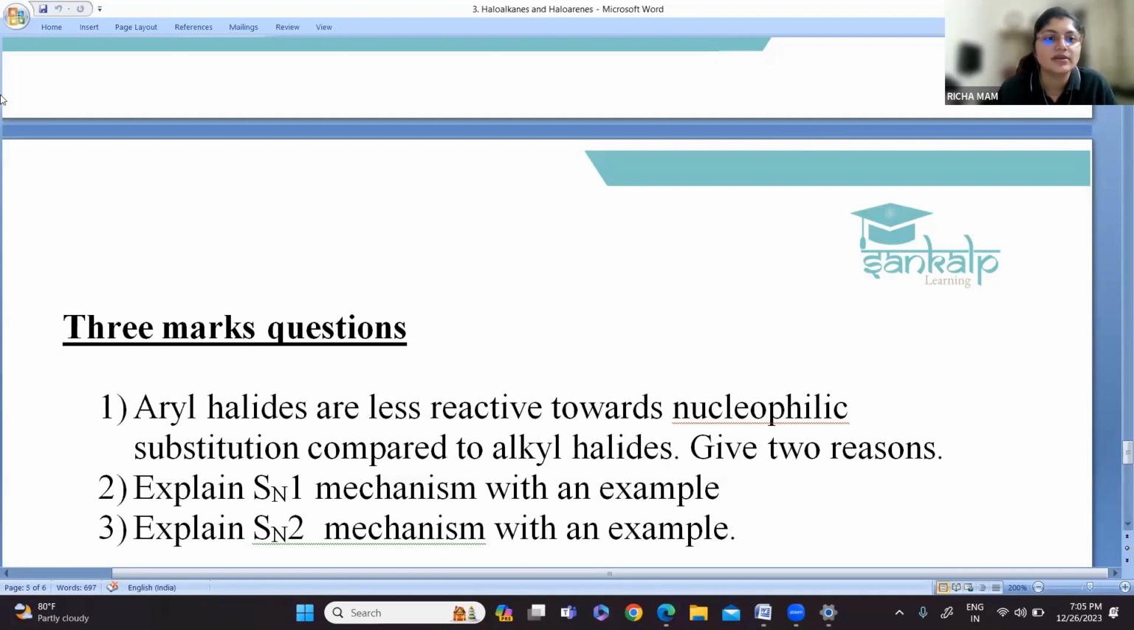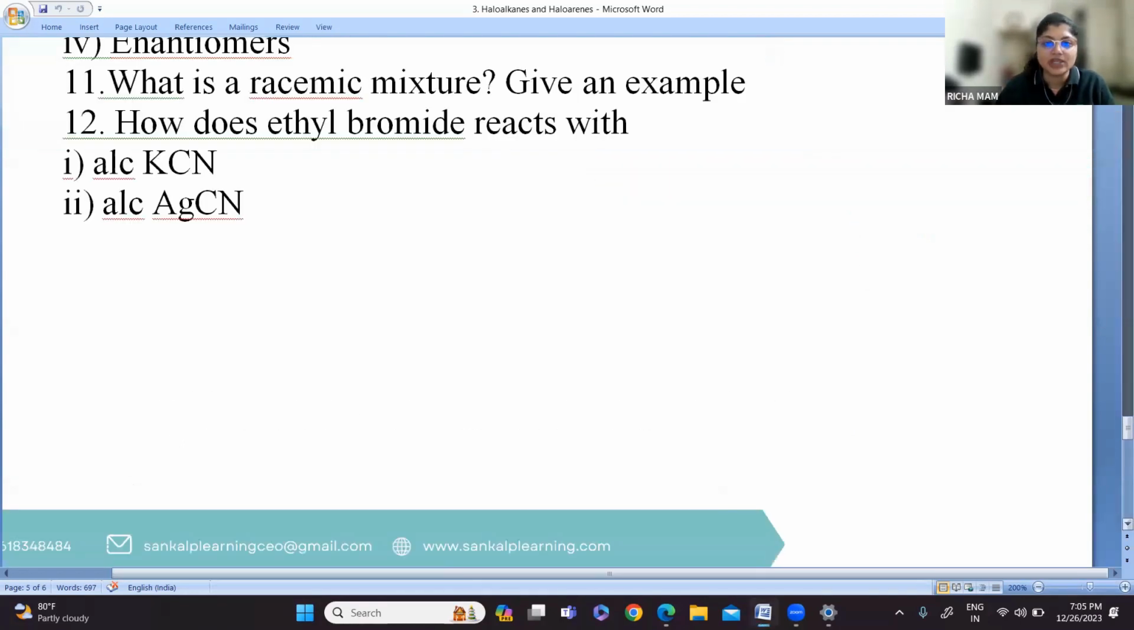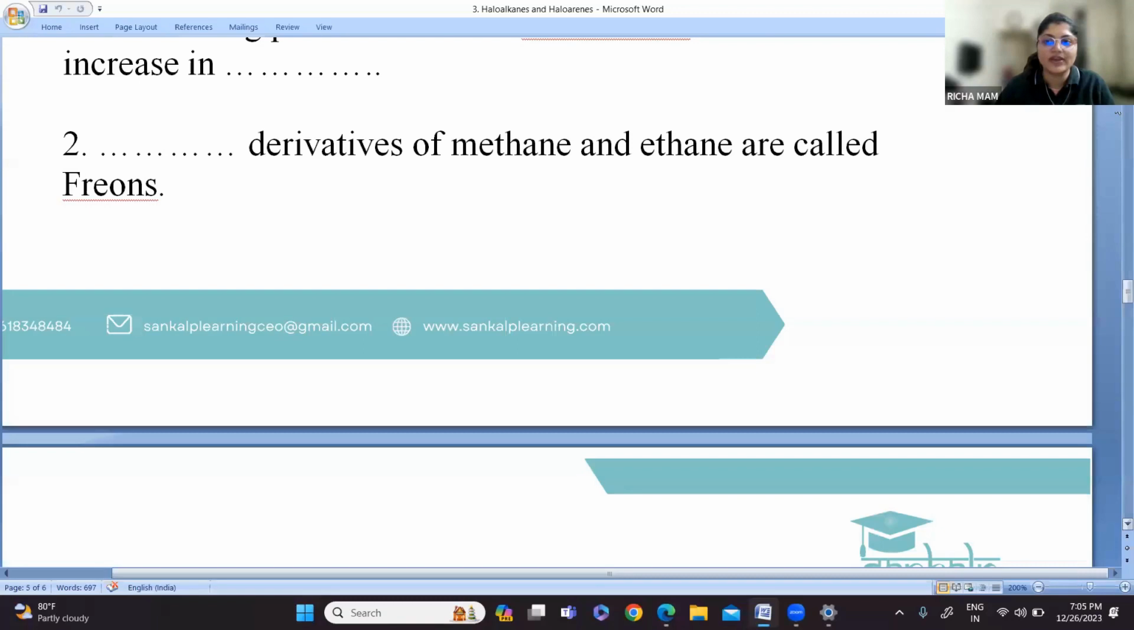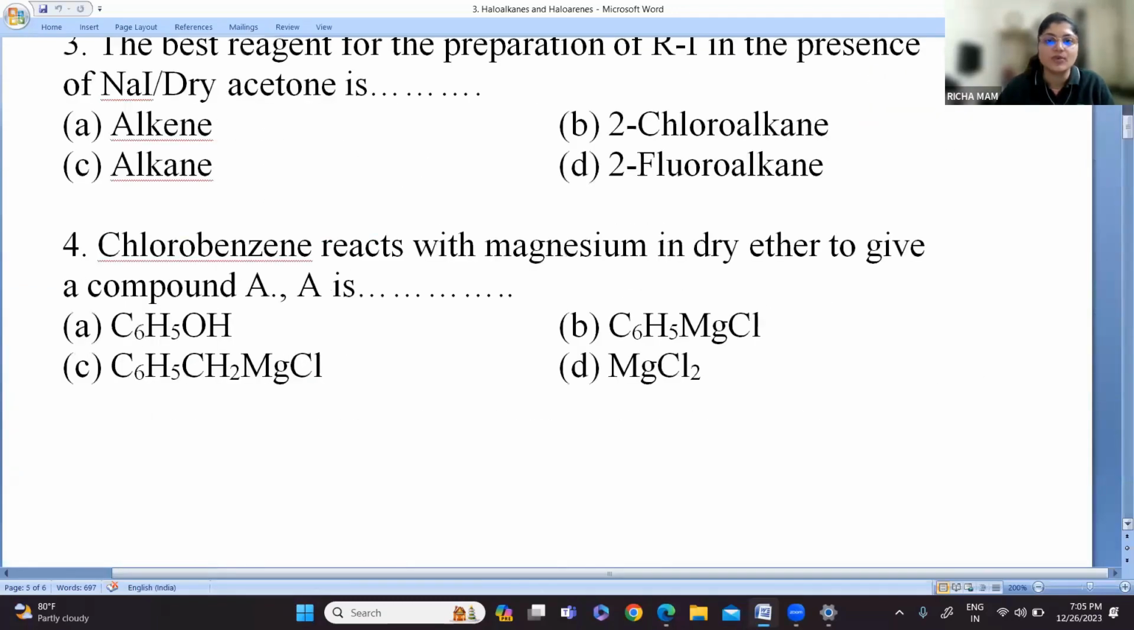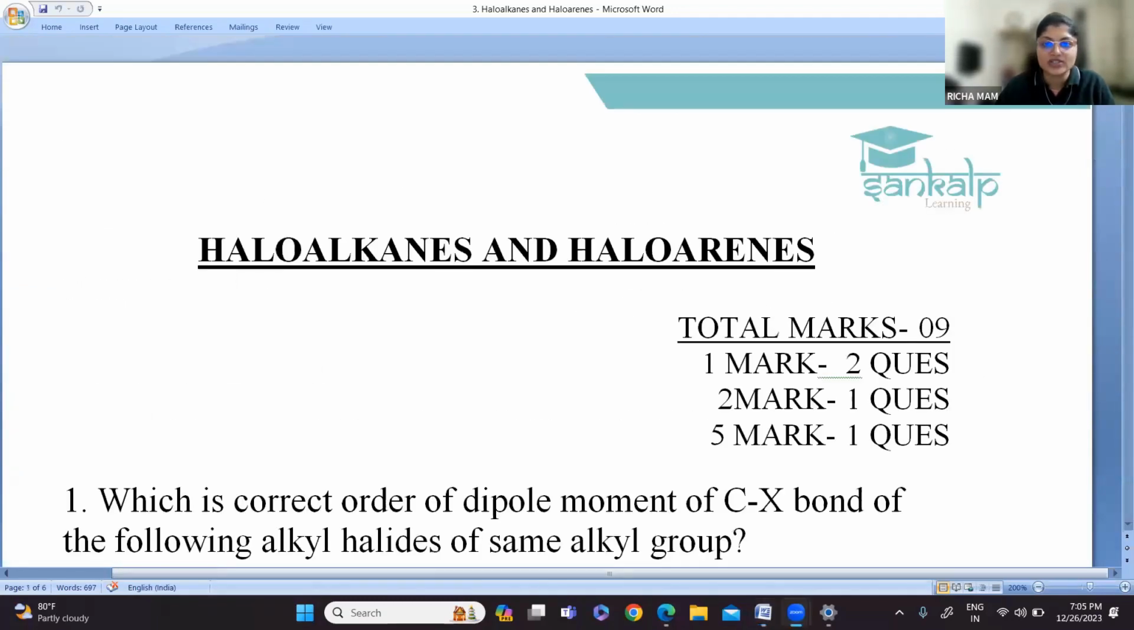Any doubts for whatever has been taught till now? We have covered the MCQs, the fill in the blanks, and some of the short answers. We have a few questions left, which we'll discuss in the next class. Any doubts, students? If you have any doubts, you can drop your messages in the chat box.